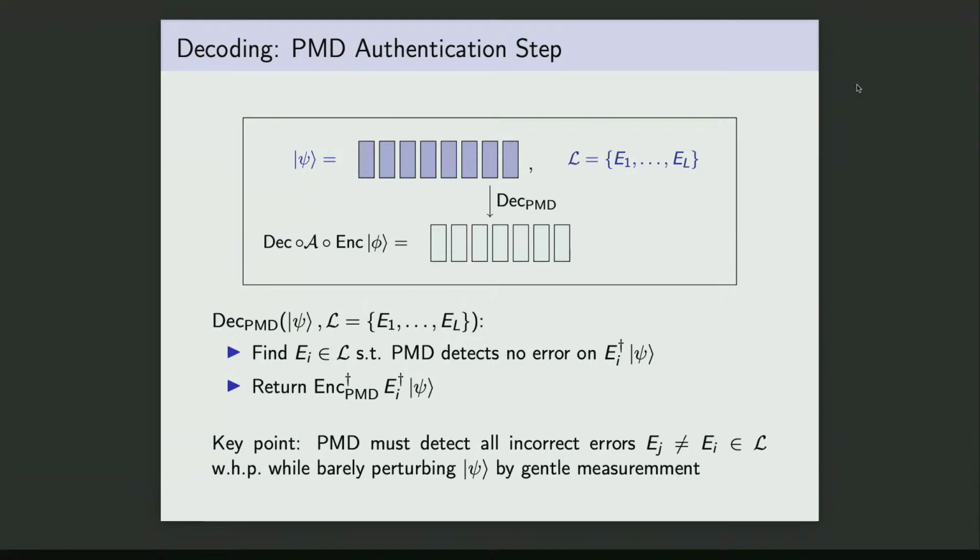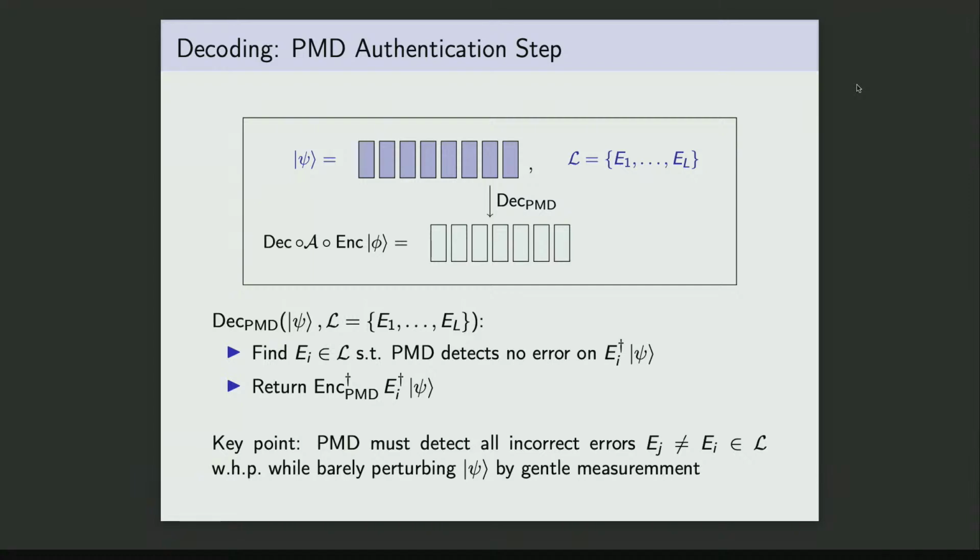The main difference being, so now this is kind of inherently quantum. We need to literally loop through all of these errors. We need to try applying the inverse, perform a measurement. If it detects an error, we unapply this inverse error and move on to the next one. If there's no error detected, we assume it's the true error and return the resulting state.